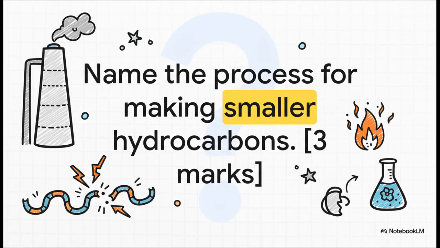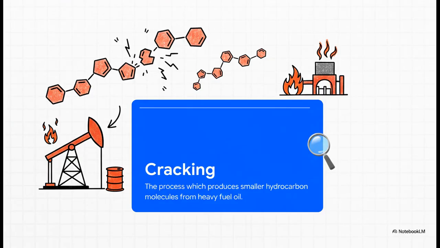Okay, here we go. A 3-marker. First, you need to name the process for chopping up big hydrocarbons into smaller ones. And then you've got to give the 2 conditions needed for it to happen. Right, mark number 1 is just for naming the process. And this is a pure memory recall question. The process is called cracking.